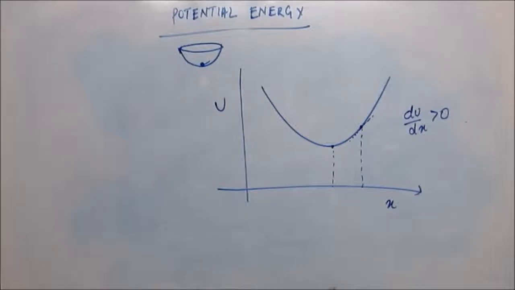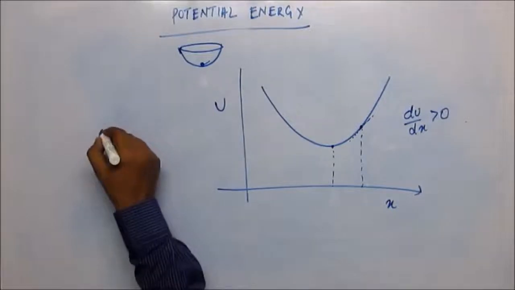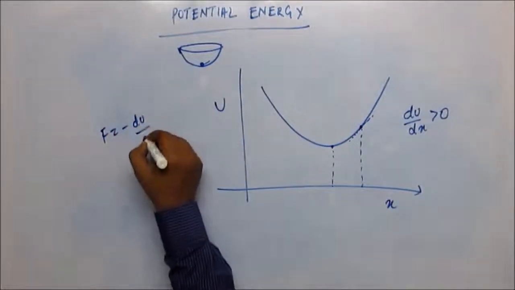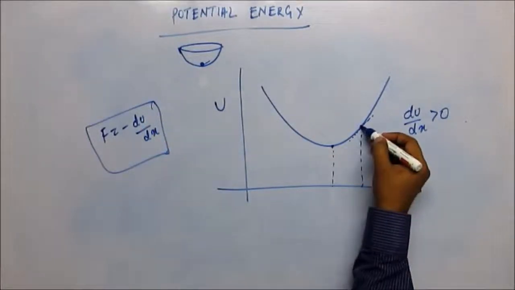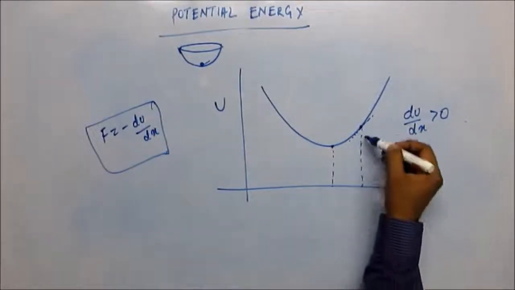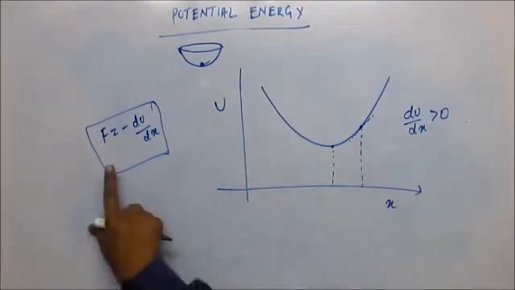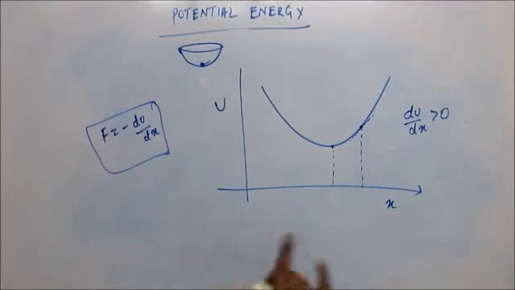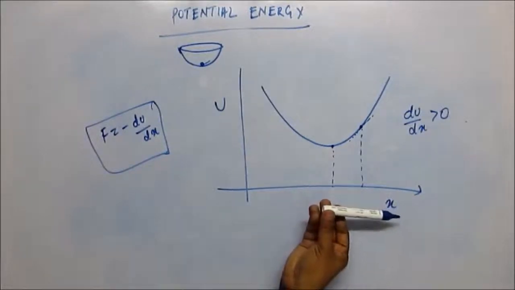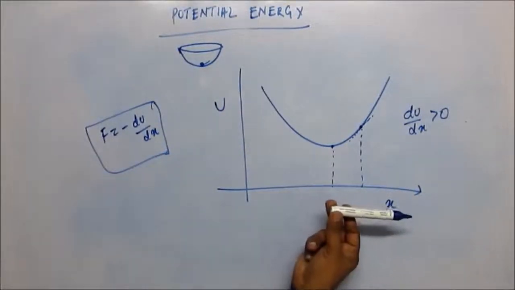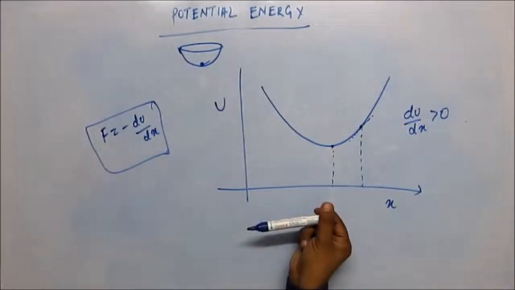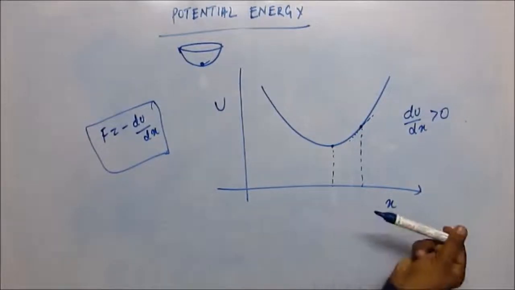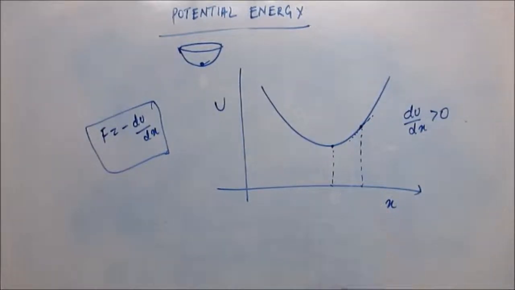Now, from the previous discussion we saw that force is equal to negative differential of potential energy. From here we can see that dU by dx at this point is positive. That means the force is negative. If this direction is positive displacement, then negative force would mean that force is in this direction, and that force is going to bring this body back here.